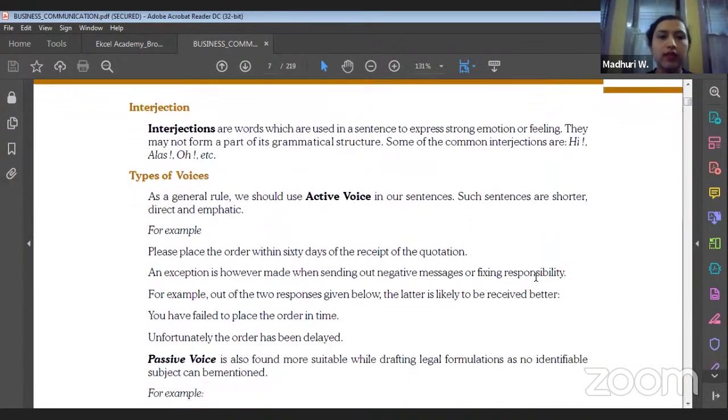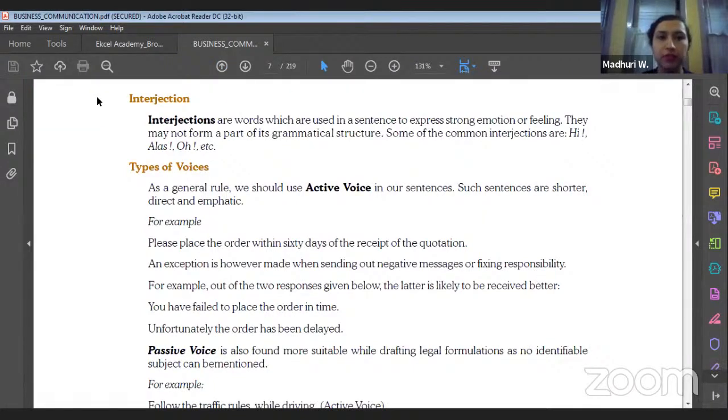Now let's take a look at the last part of speech that is known as an interjection. What do you mean by an interjection? What's an interjection? So basically, interjections are words which are used in a sentence to express strong feelings or emotions. Okay, they may not form a part of its grammatical structure. For example, just a hi. You know, you're saying hello, good evening. You know, you just say hi. It's with a lot of enthusiasm. It's with a lot of feeling, right?